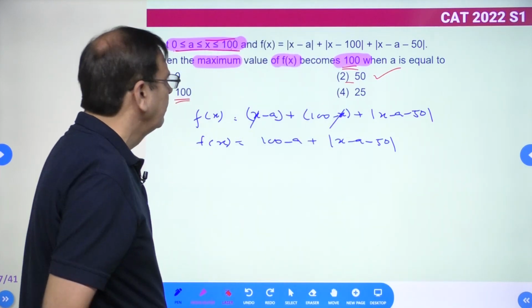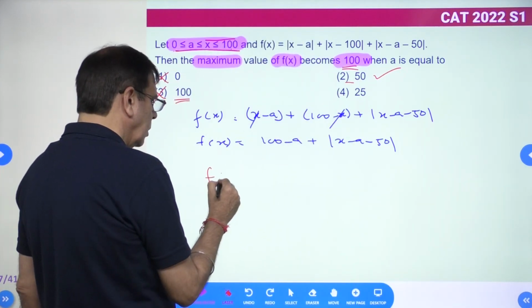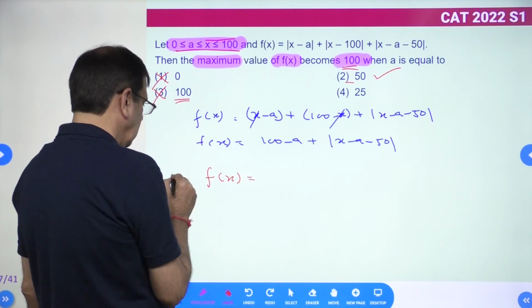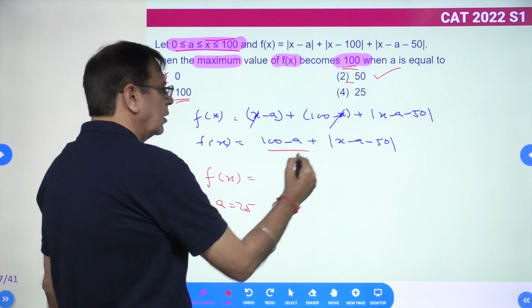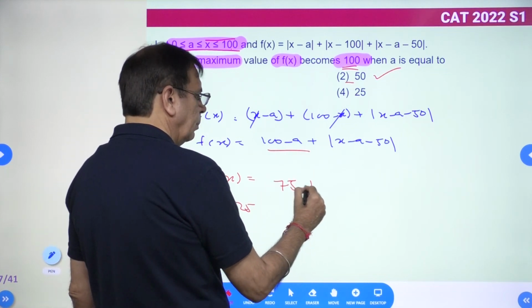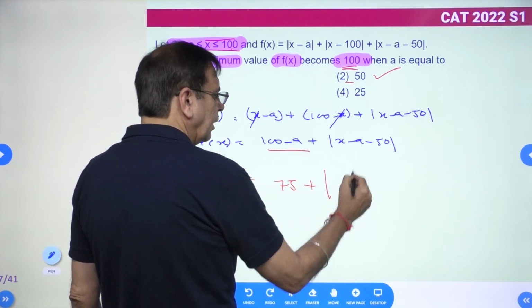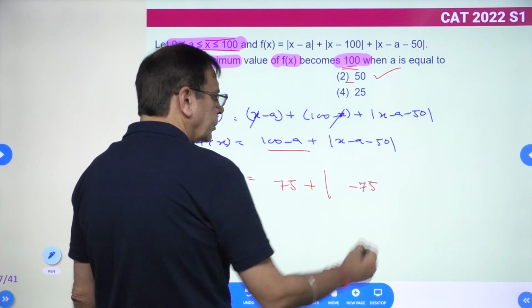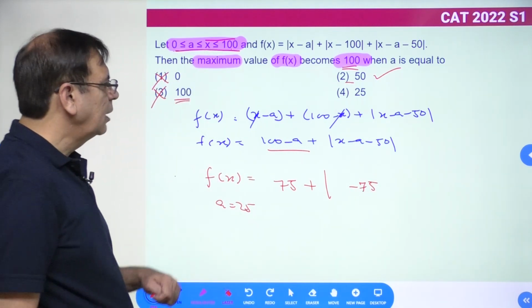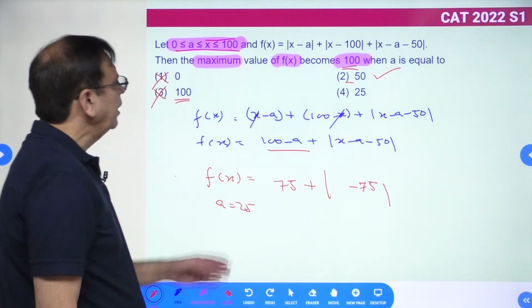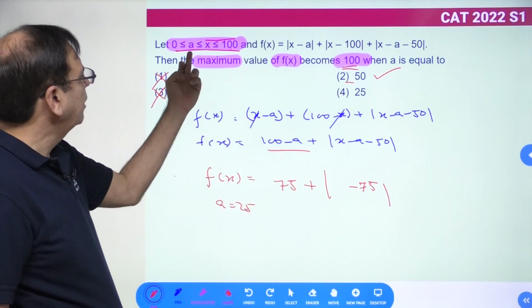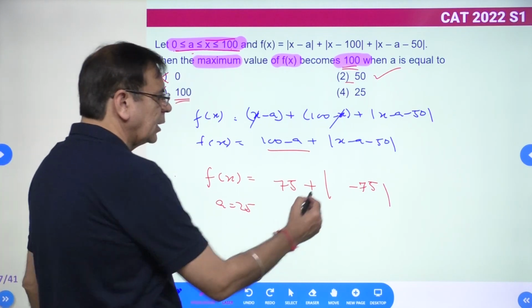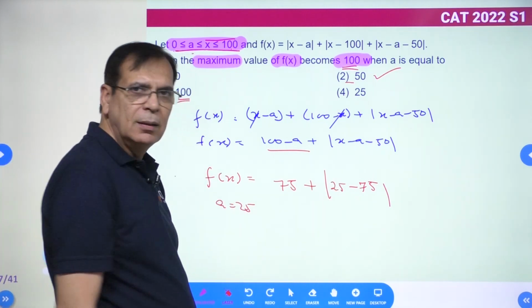Let's see the last choice also. At A equal to 25. This is A equal to 25 is what we are checking now. That means what does this become? 75 plus mod of A is 25 minus 75. Okay. Now what should be the value of X for this to be maximum? A is equal to 25. So if I take X also as 25, then this will be 50, right?